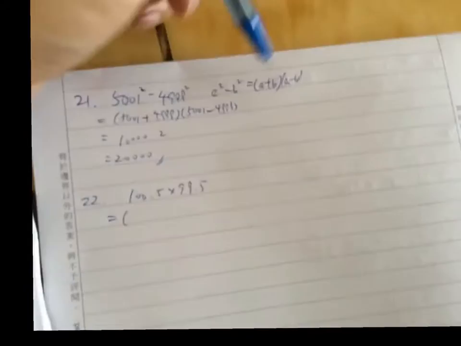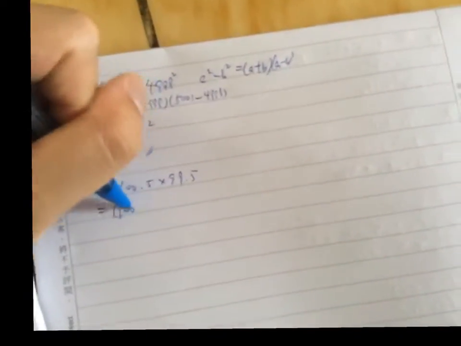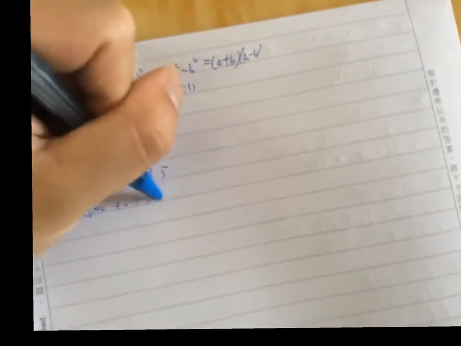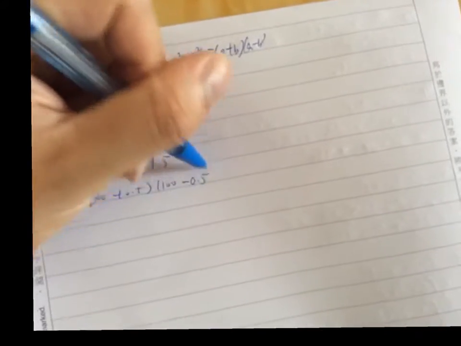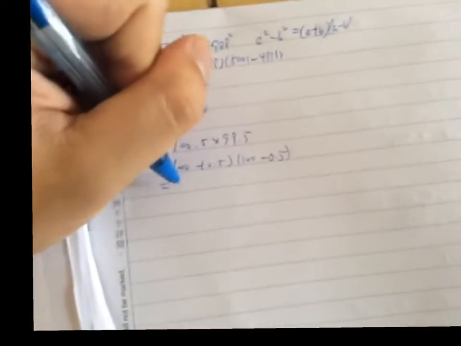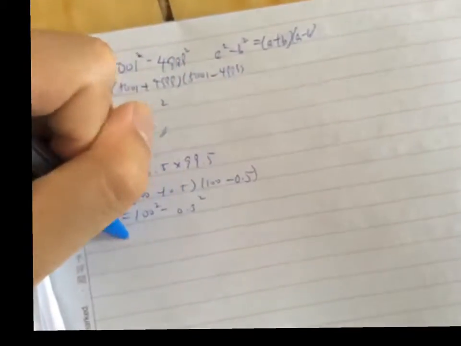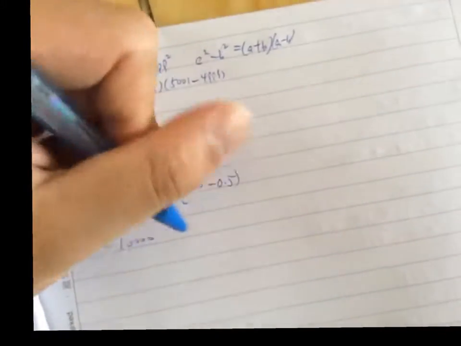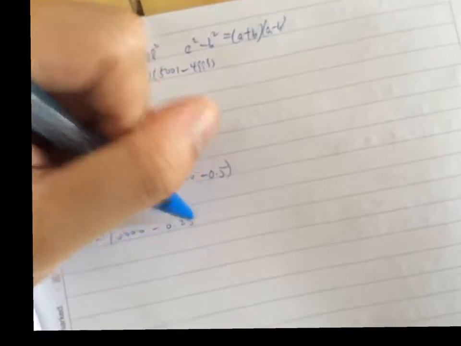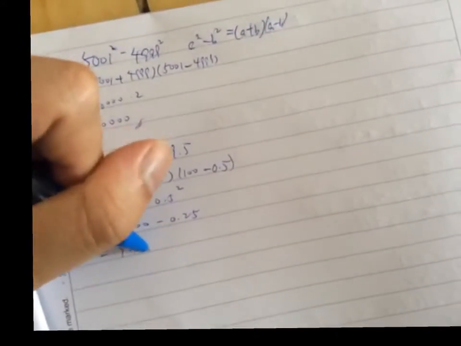Number 22. 100.5 times 99.5. These two numbers are close to 100. (100 plus 0.5) times (100 minus 0.5). 100 squared minus 0.5 squared. It will be 10,000 minus 0.25. It will be 9999.75.